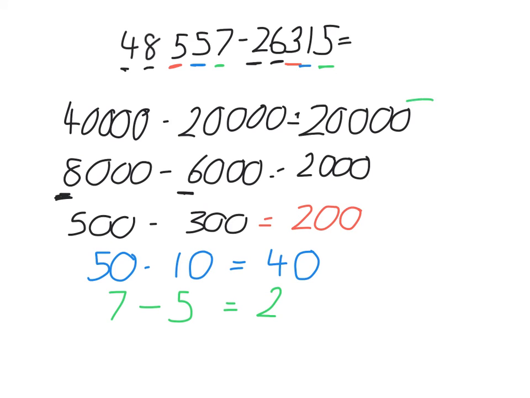Now I need to add all of those together. So 20,000 plus 2,000 plus 200 plus 40 plus 2, which is 22,242. Okay, so that was the end of this video.